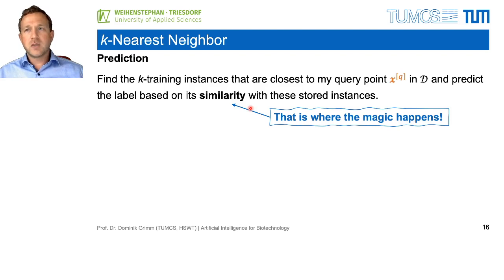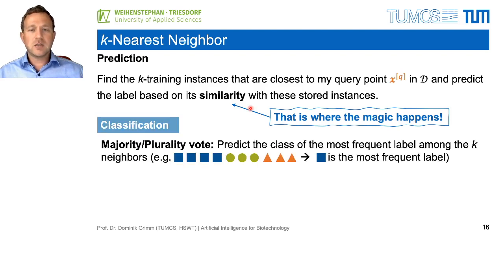So how does the classification work now? If we look at classification, the prediction works as follows. We usually do a majority vote. So we predict the class of the most frequent label among the k neighbors. We first try to find the k closest neighbors to our query point x, and then let's say we have found the 10 closest neighbors if k is equal to 10, and then we try to predict the label based on all our neighbors, and for this we just take the majority.